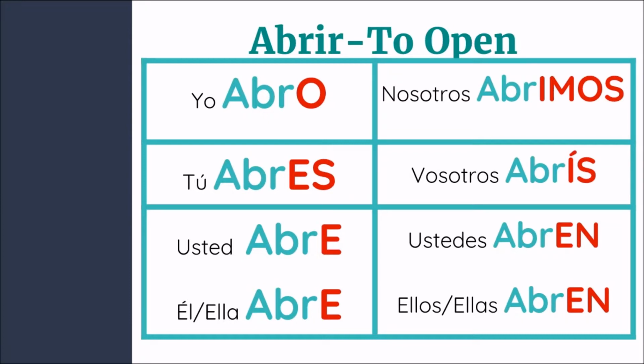So, it makes a letter L. The inside of the L is the same as an ER verb. Outside the L, nosotros and vosotros, has its own special thing. Let's go over a few examples.